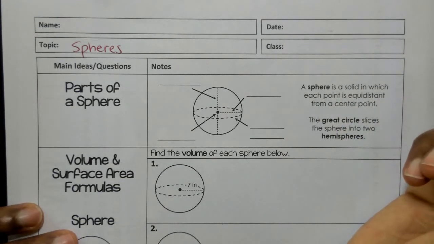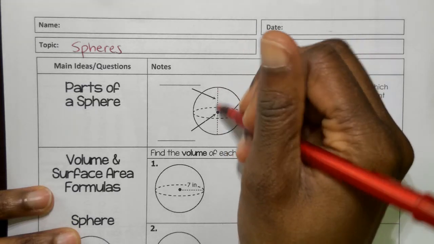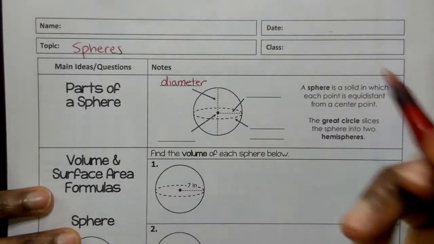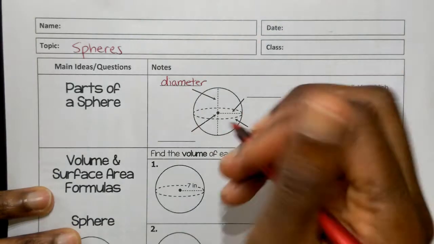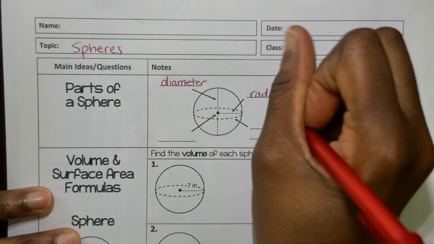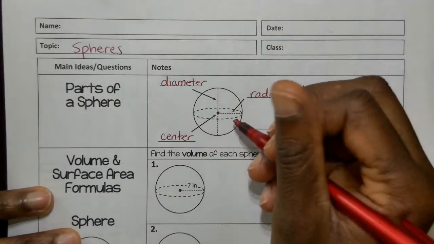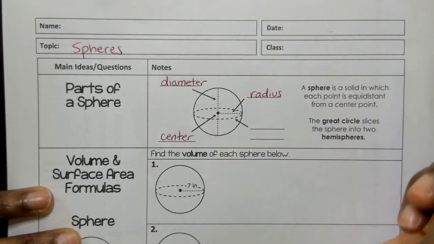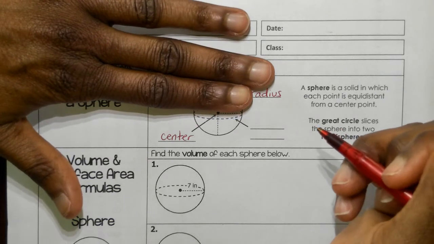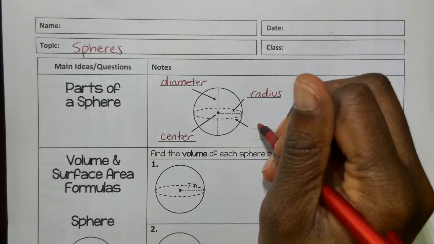A couple parts of the sphere that are important to know. The diameter, just like on a circle, is the segment that runs through the whole length of the sphere. The radius would be any segment connecting the center to the end of the sphere. This point here is still called the center, just like it is on a circle. And this ring here is the great circle. So if you were to cut it here, that would divide it into two hemispheres, or two half spheres. So this is the great circle.